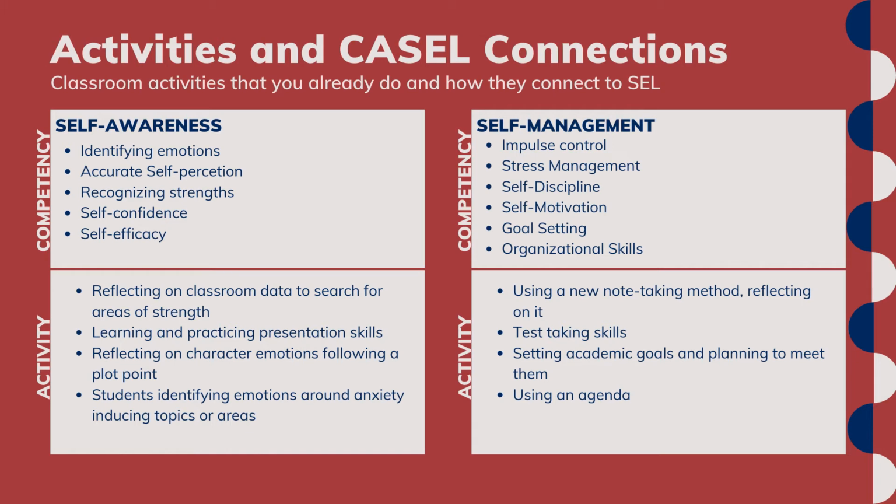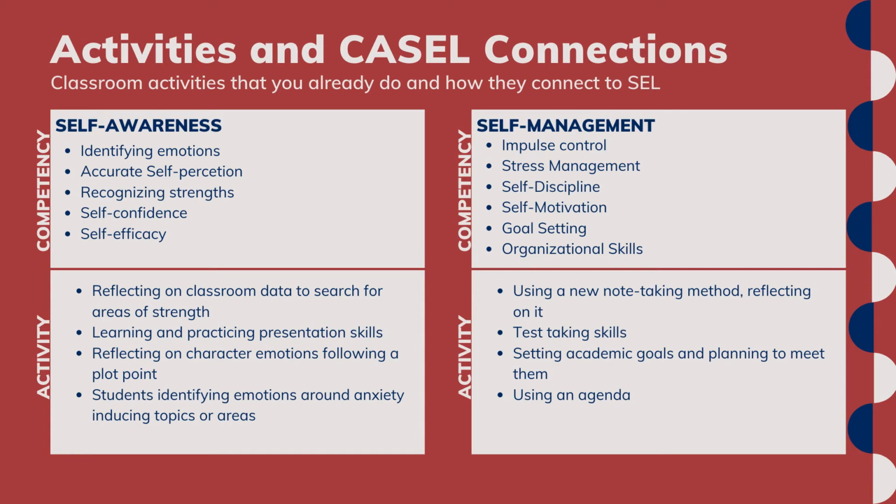First, when we talk about self-awareness, the skills that we're covering cover things like identifying emotions, having an accurate self-perception, knowing your strengths, being self-confident, and having a sense of self-efficacy. Activities that build on these skills include having students reflect on classroom data to find areas of strength, learning and practicing presentation skills, reflecting on character emotions in a novel, identifying emotions around anxiety-inducing topics or events in the classroom. This one is specifically helpful in addressing test and performance anxiety. This would be a good time to pause and reflect on your own classroom if you'd like to do so.